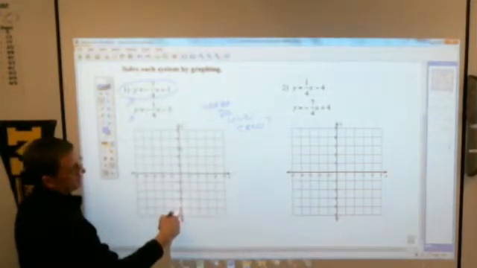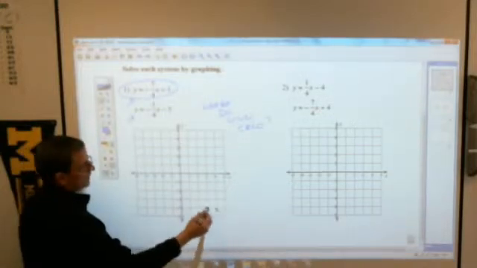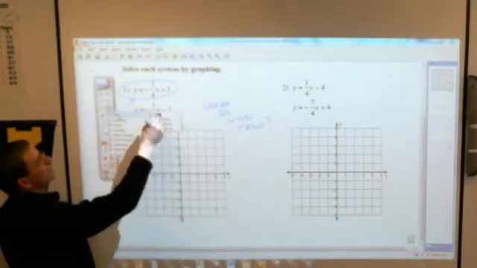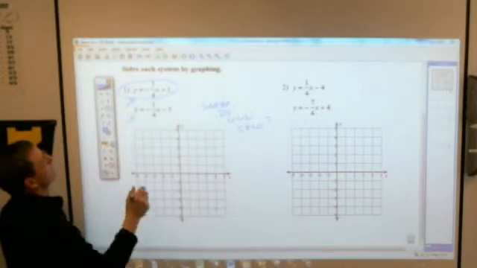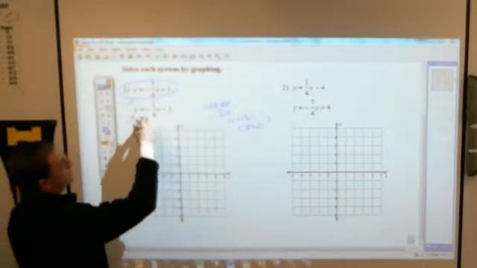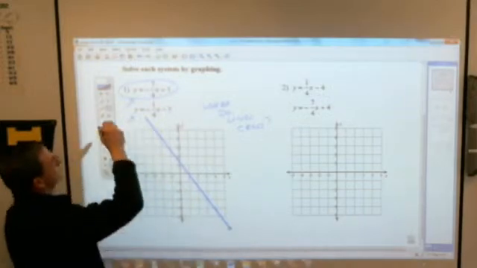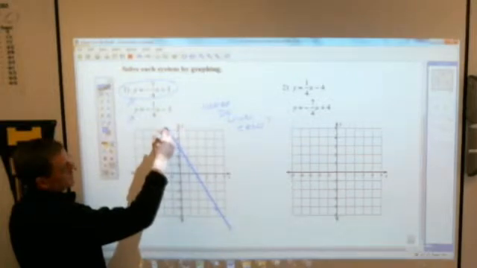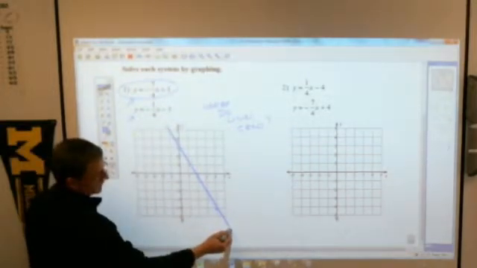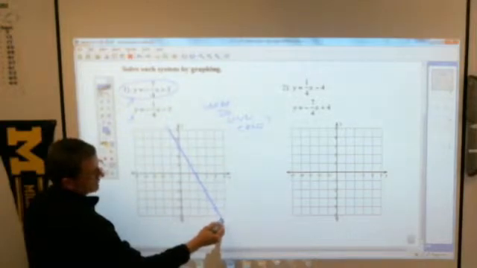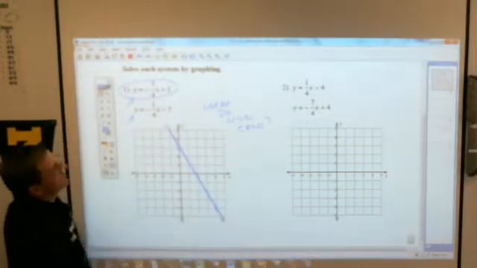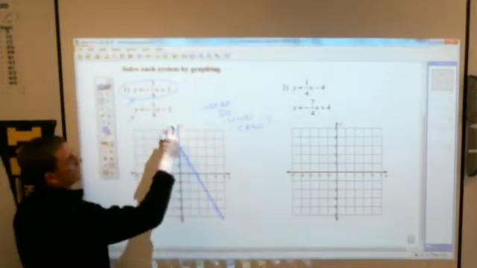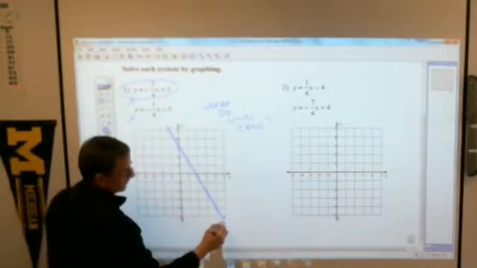Because it's going downhill, I'm going to go 1, 2, 3, 4 this way. And I am going to use a straight edge and draw a line between those two points. Now, children, what you must understand is that this line represents every possible answer to this equation up here. And you need to have arrows on both ends because that line continues on forever.